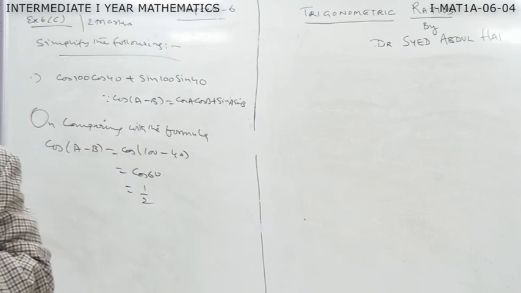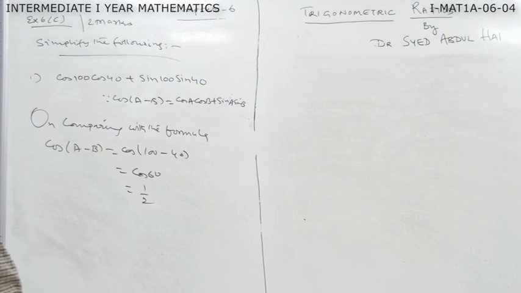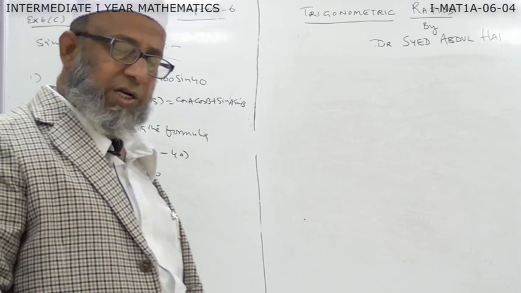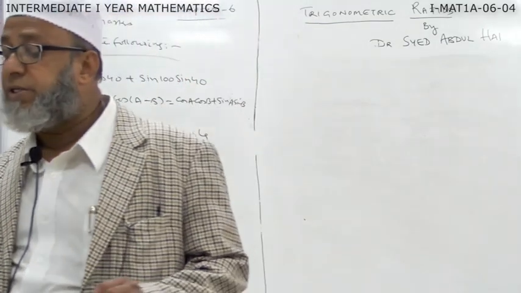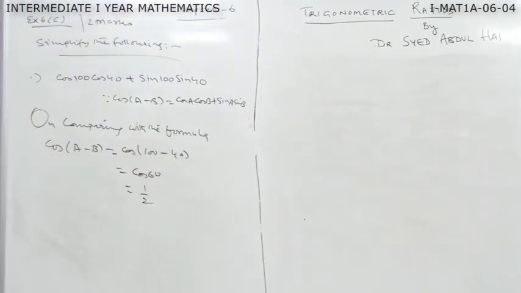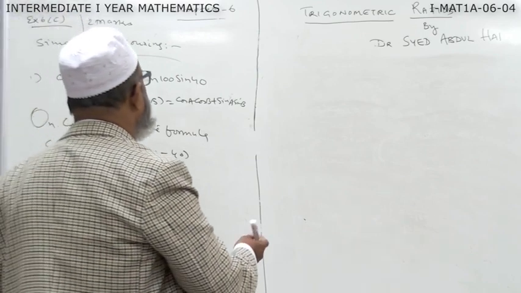Trigonometry is a very easy chapter. You can score full marks as long as you are perfect in the formulas. If you remember the formulas perfectly, then you may score 100% marks, 75 out of 75. Okay. Write down the next question. Cot 55, cot 35.